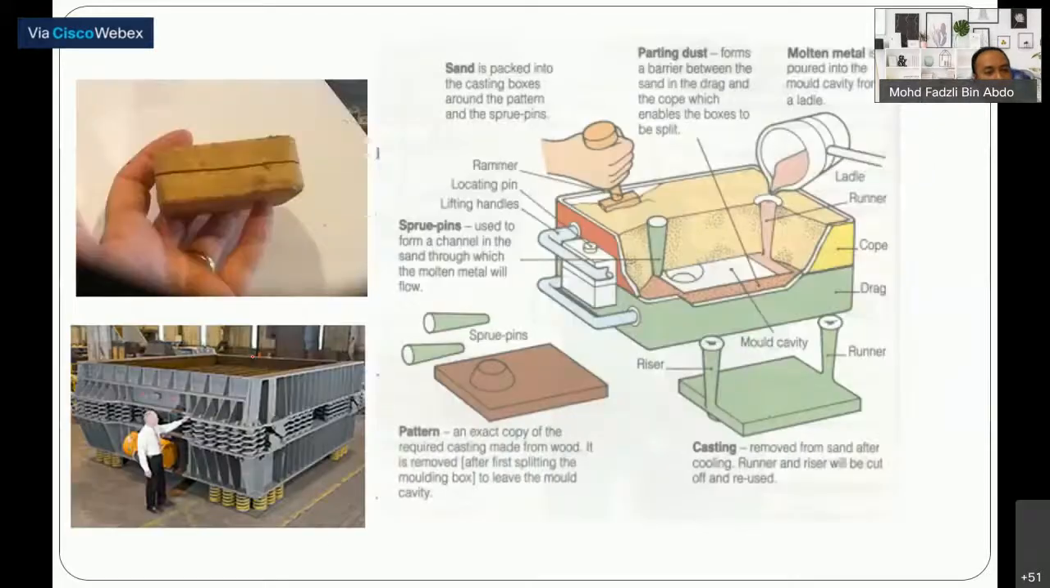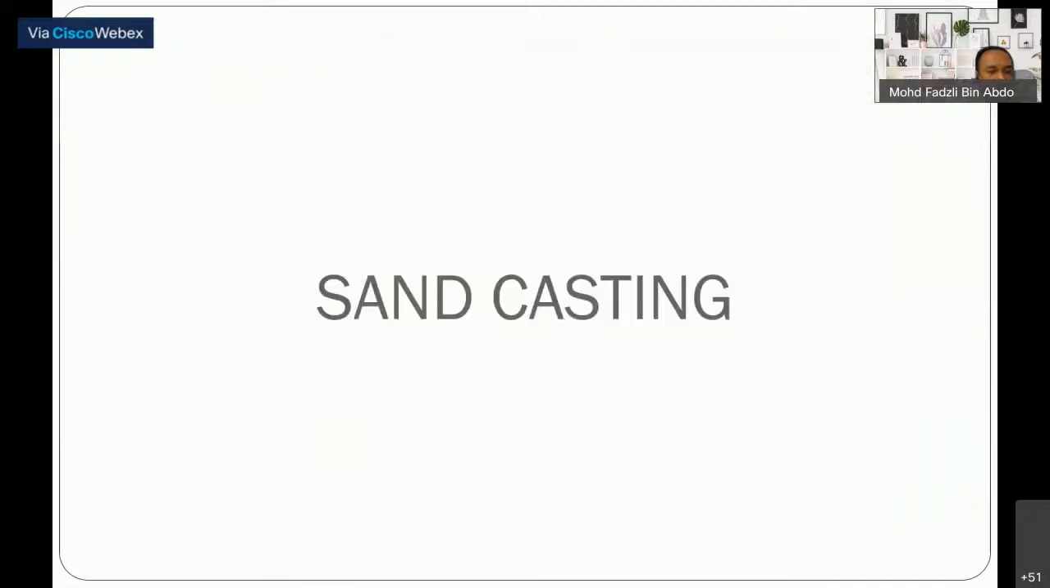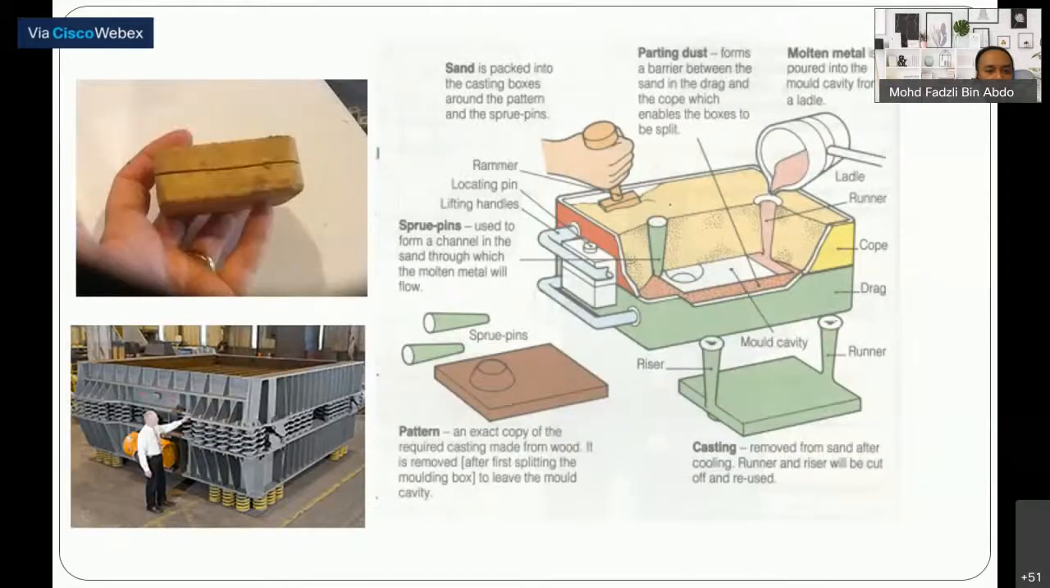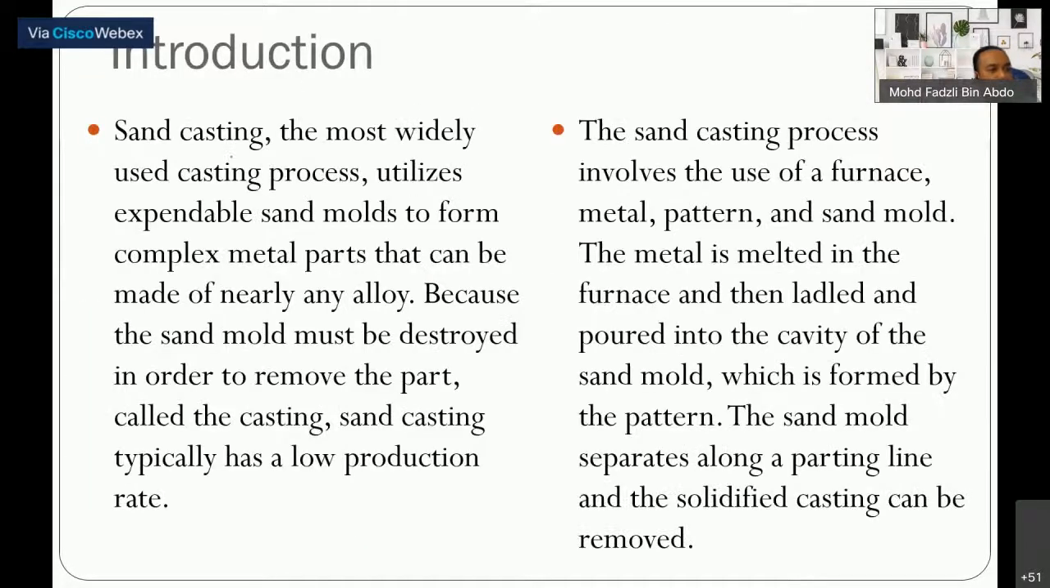Okay. So kalau kita tengok, this is the sand casting. Maksudnya ni adalah sand. Kita dah siapkan you punya cavity semua, and then kita masukkan sand, and then kita akan tekapkan. Okay. This is the sand casting. Sand casting, the most widely used sand casting because dia cost murah lah. Use cast process, utilize expandable sand mold to form complex metal parts that can be made of nearly any alloy because the sand mold must be destroyed in order to remove the part.